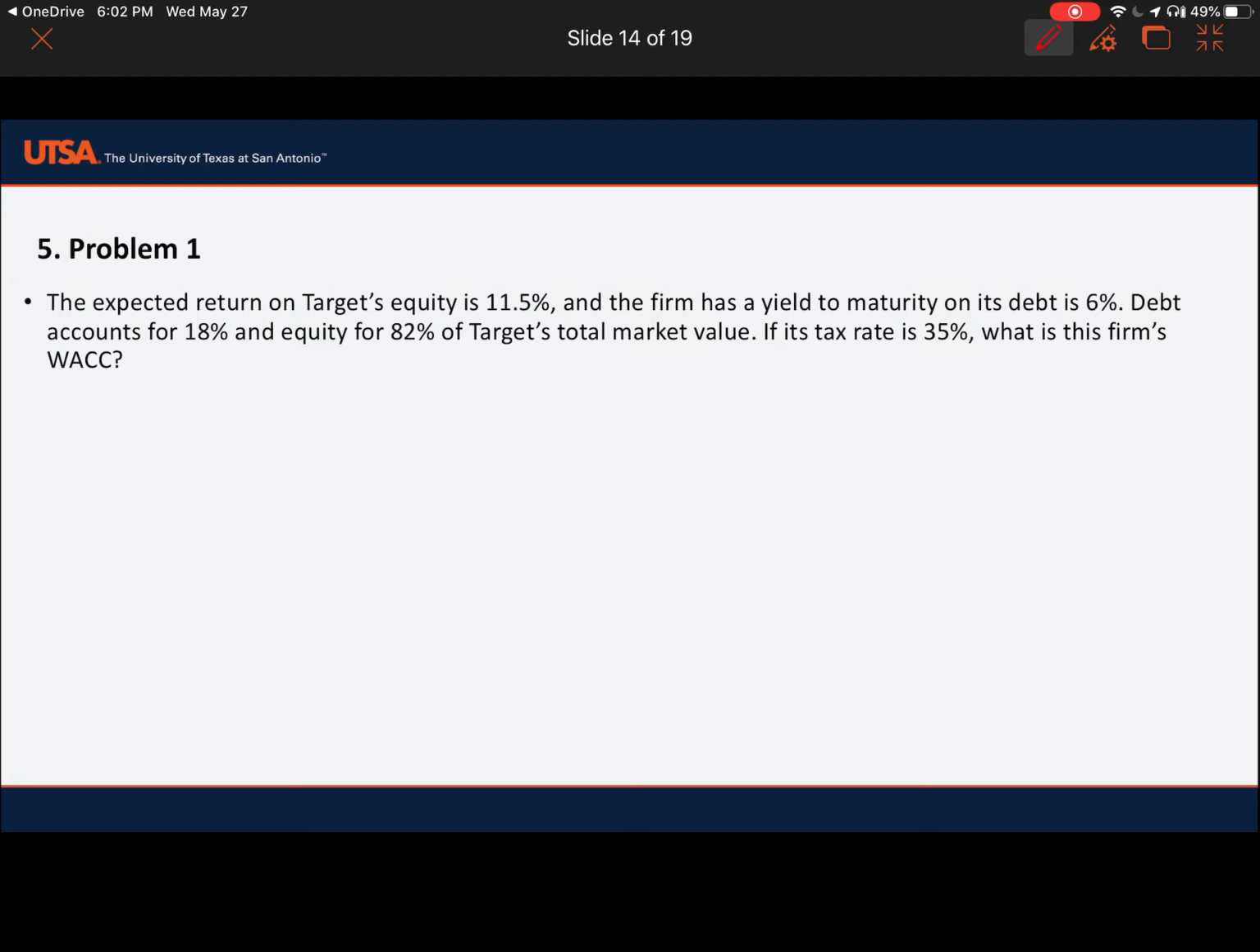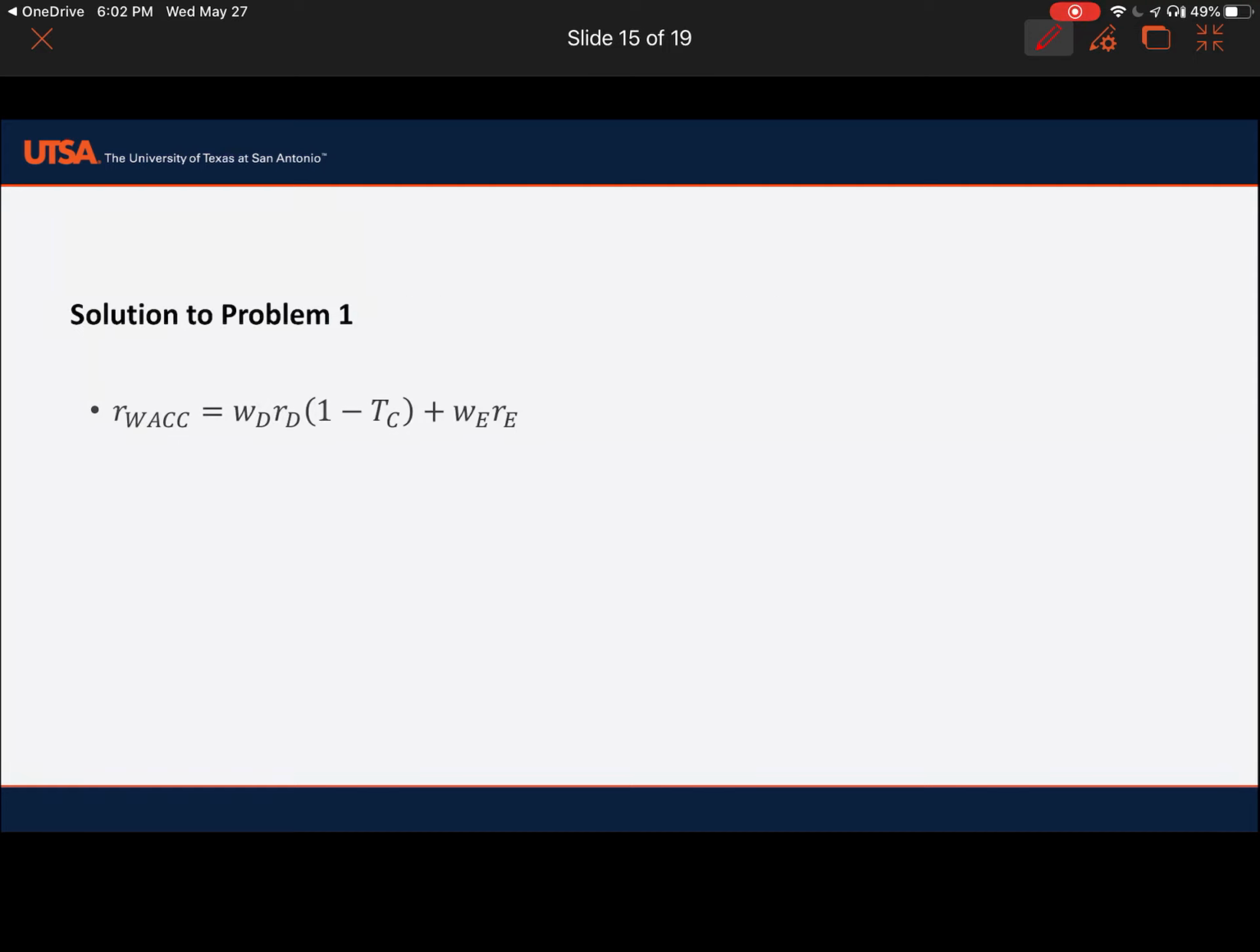The expected return on target equity is 11.5%, and the firm has a yield to maturity on its debt of 6%. Debt accounts for 18%, and equity is 82% of the target's total market value. Okay, if the tax rate is 35%, what is the firm's weighted average cost of capital? Okay, let's try to solve this problem.